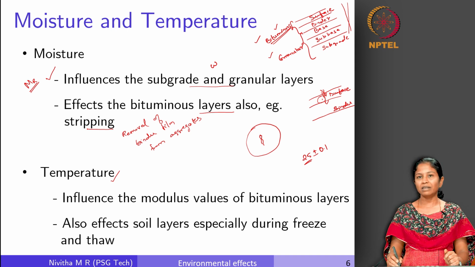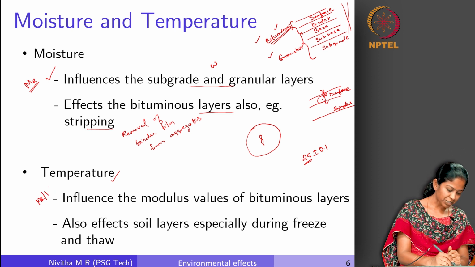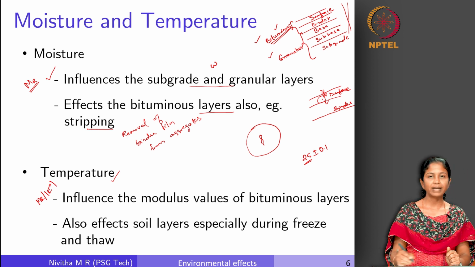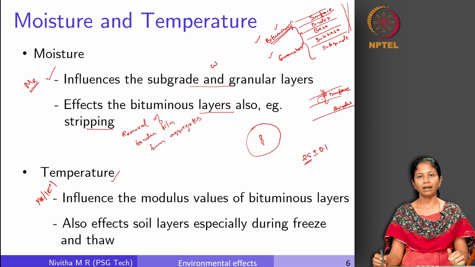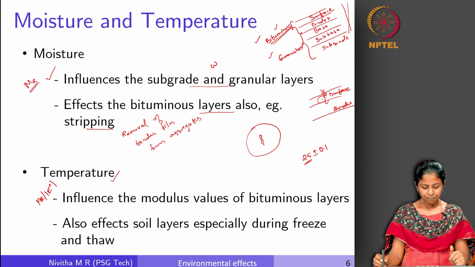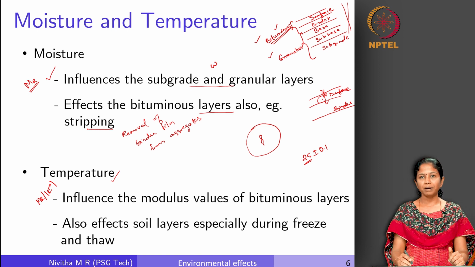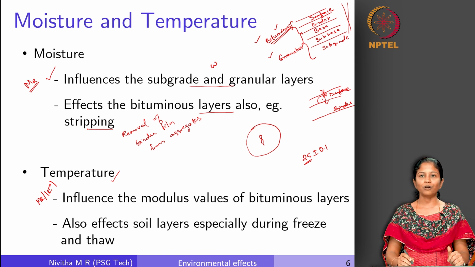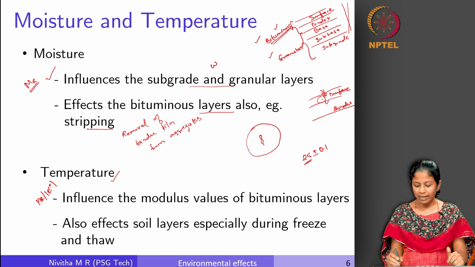So this has a direct effect on the resilient modulus. For bituminous mixtures, we typically use a parameter called E star, which indicates the dynamic modulus. So it has a direct effect on the resilient modulus and dynamic modulus of bituminous mixtures. Is it going to affect the soil layers? Not from the modulus perspective, but yes, it is also going to have some kind of influence on the soil layers. I would not say there is no effect on modulus.